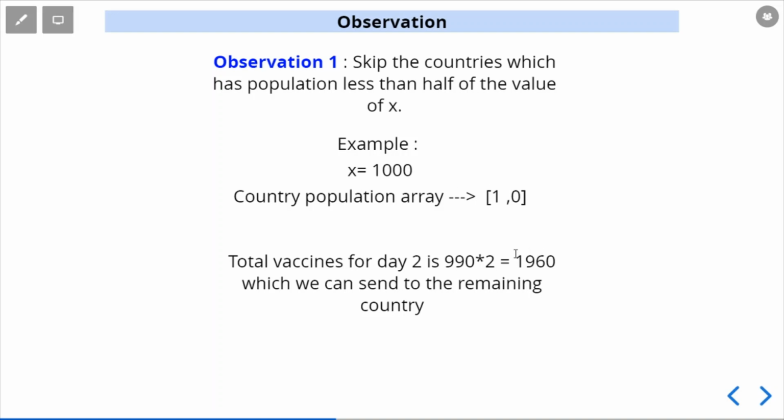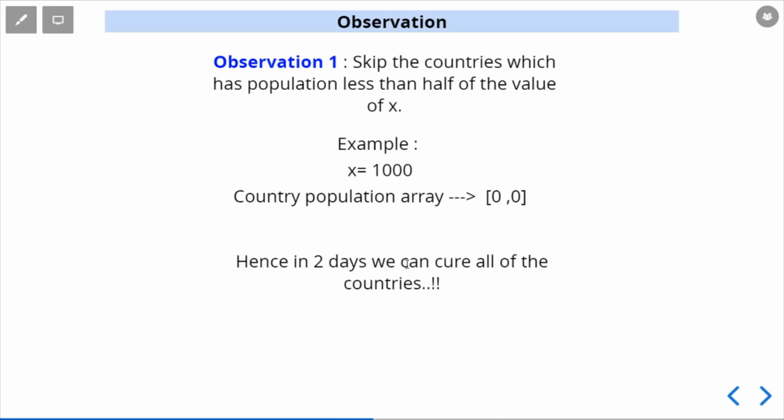On day 2, how many vaccines do we get? It will be 1960. Why? Because we have cured 990 people. So the vaccines that we'll get on day 2 will be double, that is 1960, which we can send to the remaining country, that is this country with population 1, and the infected people is only 1. So we'll send this, and in 2 days we can cure all the countries if we have initially 1000 vaccines. So this is observation 1 that we can make from this problem.